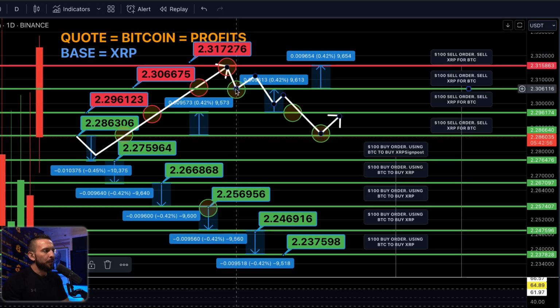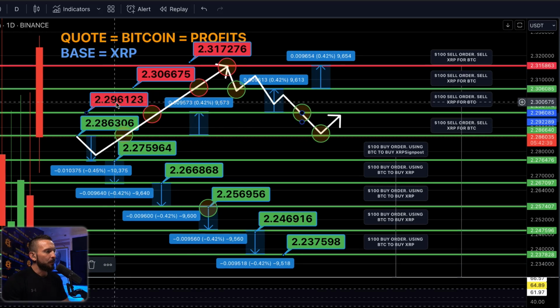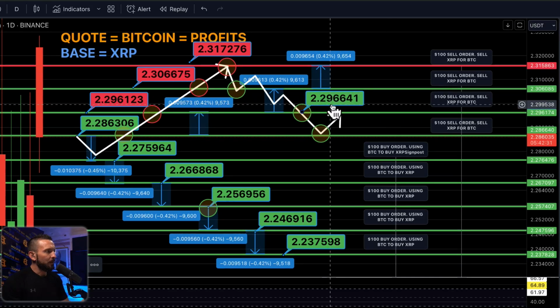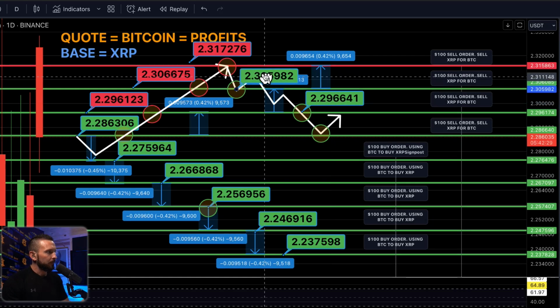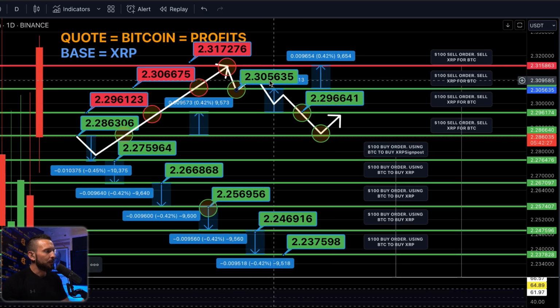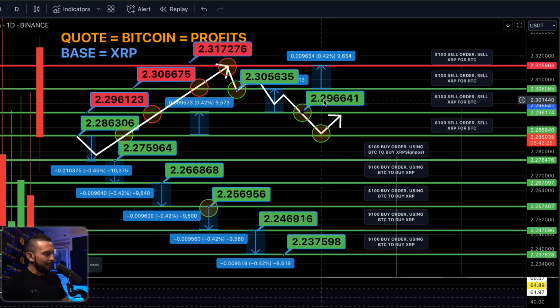So what it's going to do here is it changed this line to green. It already has a limit buy order. The second price goes below this price point at $2.30, it's going to place another buy. Then it runs up here a little bit, comes back down again, goes up a little bit again, and comes back down again. Boom. As soon as it hits that price point at $2.29, it's going to buy more XRP. Same thing right over here at $2.30, it buys more XRP.